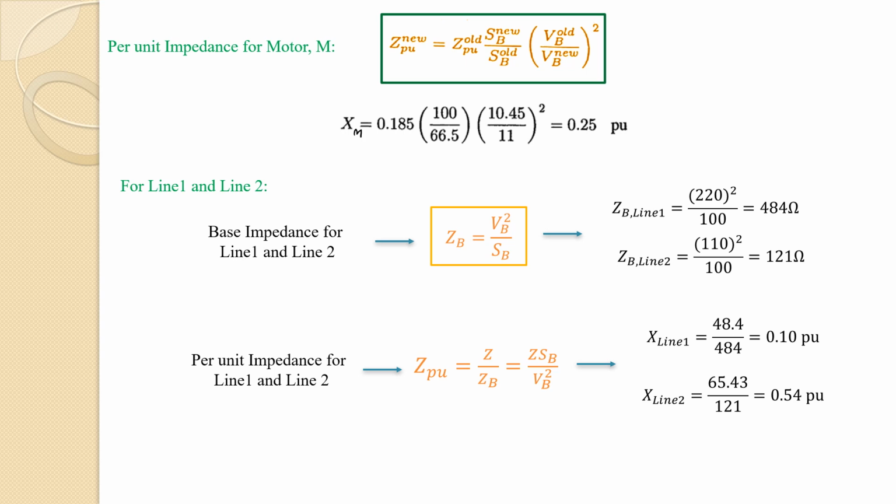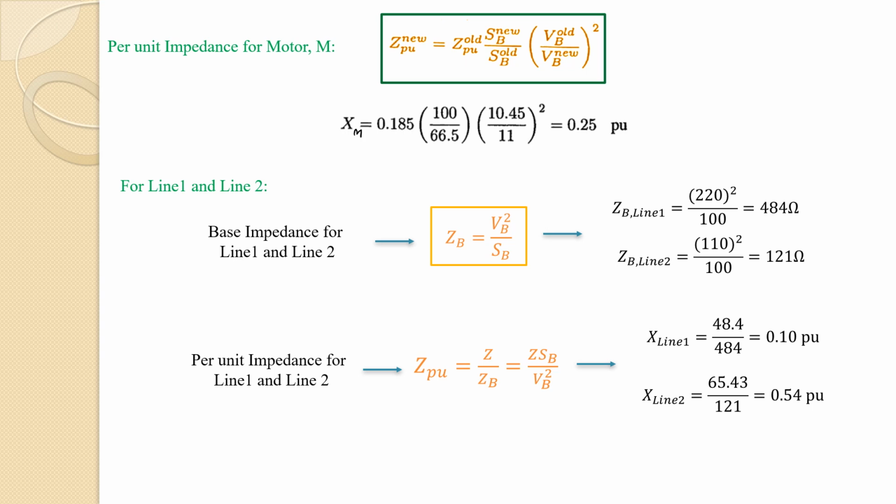And in order to calculate that, we'll be utilizing the formula Z base equal to VB square divided by the MVA base. VB stands for the base voltage, in kV line to line. So using this we can find the base impedance for line 1 as 220 square divided by 100, where 220 is the base voltage for line 1 in kV. So we have written here 220 kV square by 100, which is the MVA base chosen for the system. So this is 484 ohms.